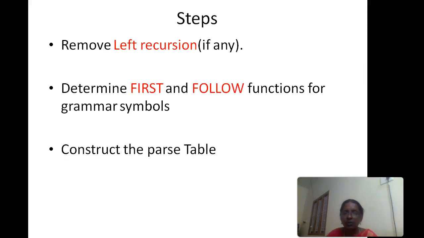These are the few steps we need to follow. The first thing is we have to analyze the given grammar, and check whether any left recursive production occurs in this grammar. So in this video we are going to see what left recursion is and how we can eliminate it. This is the first thing we are going to see in this video, and in the subsequent videos we will be determining the first and follow functions and the parse table construction.